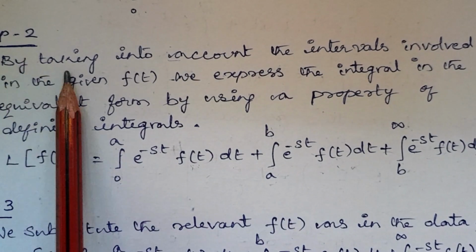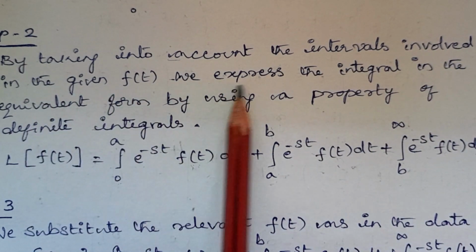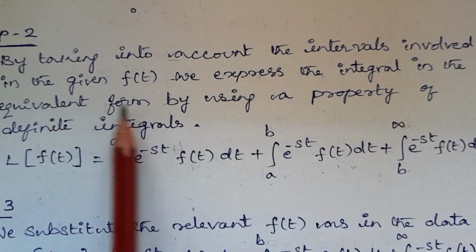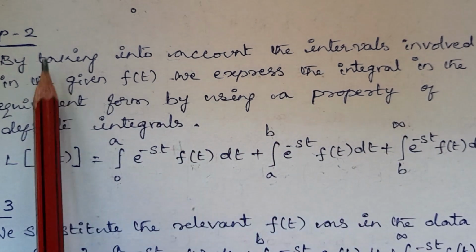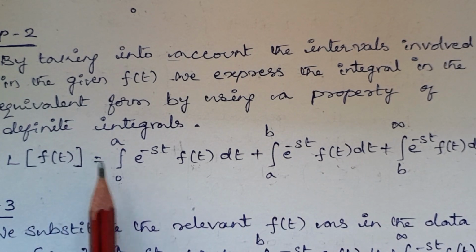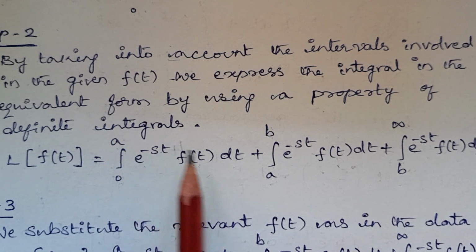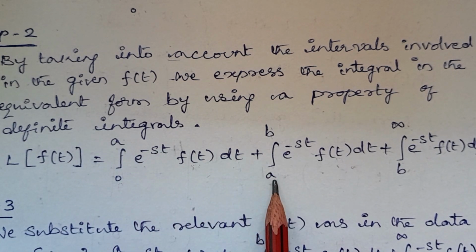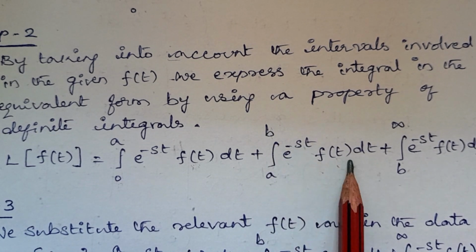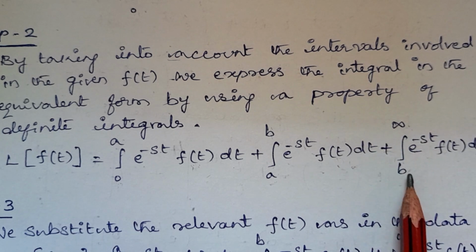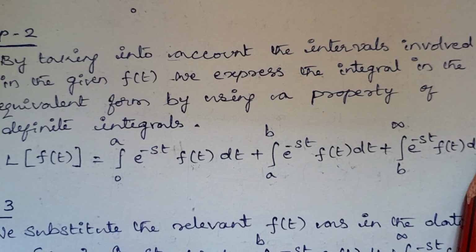Step 2. By taking into account the intervals involved in the given f of t, we express the integral in the equivalent form by using a property of definite integrals. Therefore, Laplace transform of f of t equal to the first subinterval 0 to a, e power of minus st f of t dt, plus the second interval a to b, integral of a to b e power of minus st f of t dt. Third interval is b to infinity, e power of minus st f of t dt.